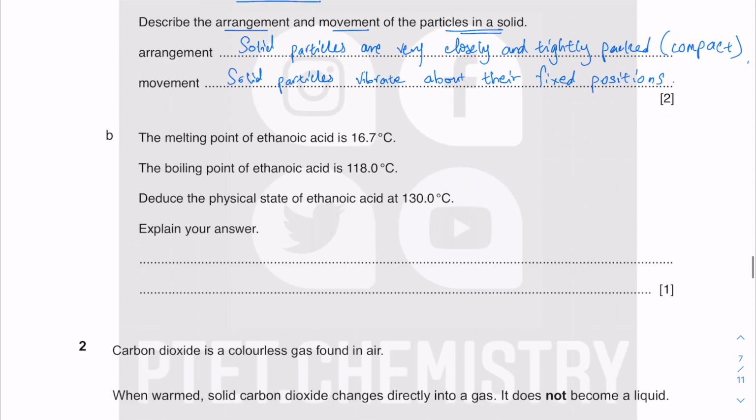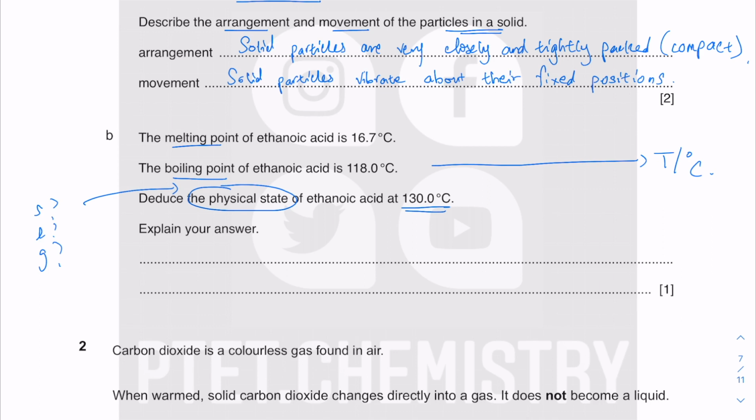So now the next question is asking you about melting point and boiling point. That tells you that you've got to deduce the physical state. Is it solid, liquid, or gas? So to do this, I always like to do my line diagram. If I have my melting point, I melt there, and then I boil there, 118.0 degrees Celsius. I don't need to put down the units because I already have the units there.